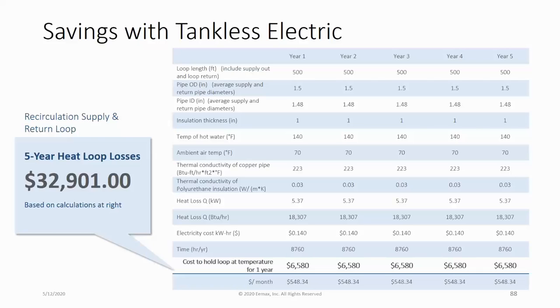If you are able to remove this recirculation system and use different technology at the point of use, you have the potential to recoup almost $33,000 in heat loss. That's $33,000 of just heat loss. That's not pumping, that's not maintaining, that's not creating, that's just the heat loss. So understanding the application allows you to be more efficient.